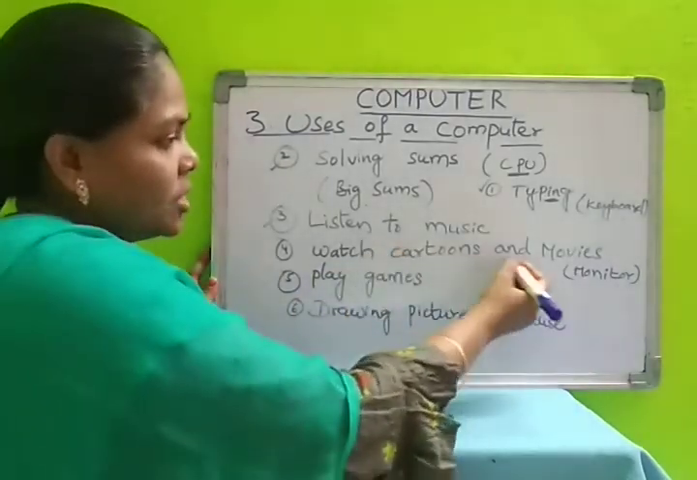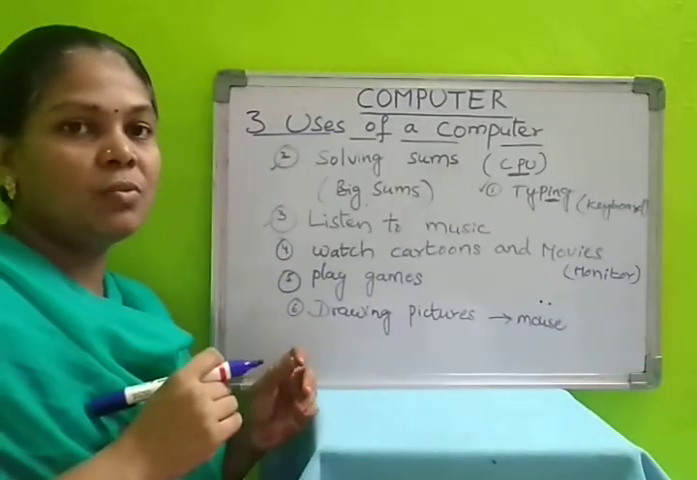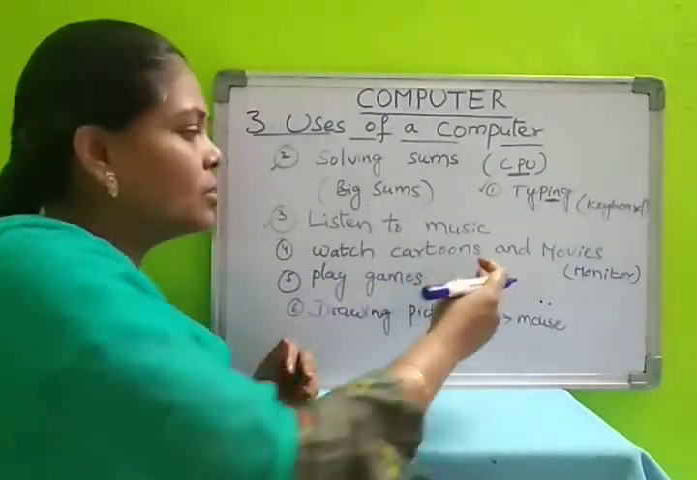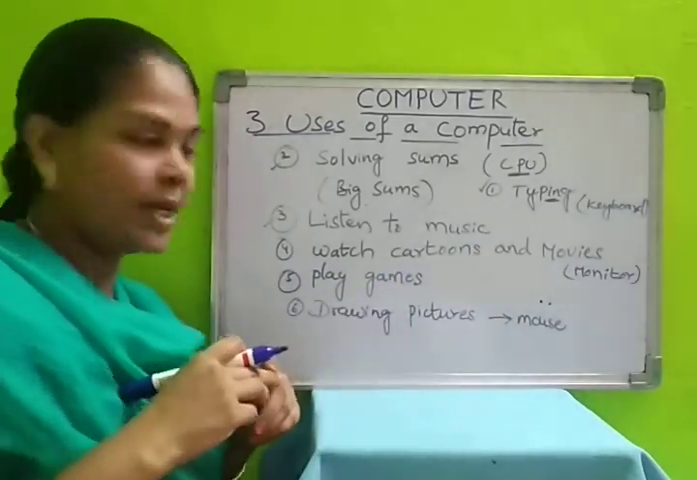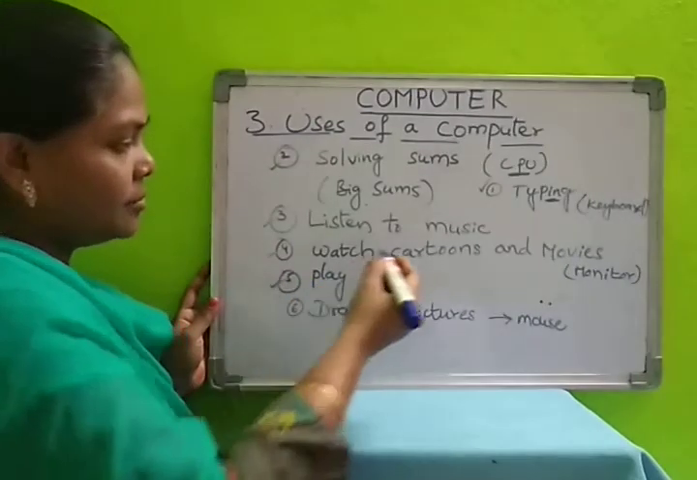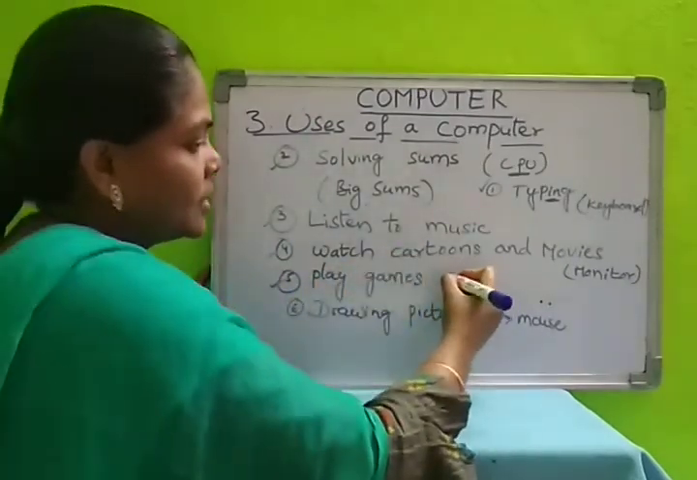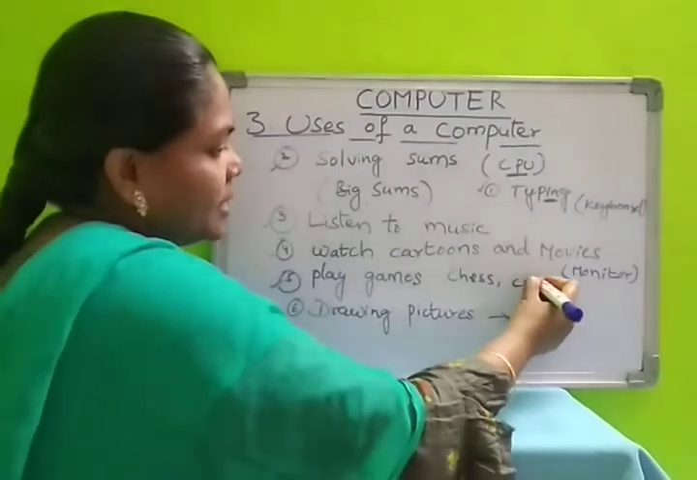So next one is watch cartoons and movies. We all are so much interested to watch animated stories. So those you can watch from the keyboard. Where will you see those? On monitor. So next one is play games. We can play games like cricket, chess games. Okay, chess, cricket, all those games we can play in the computer.